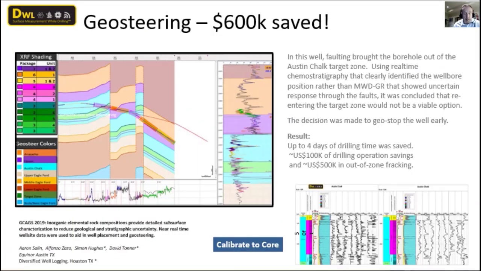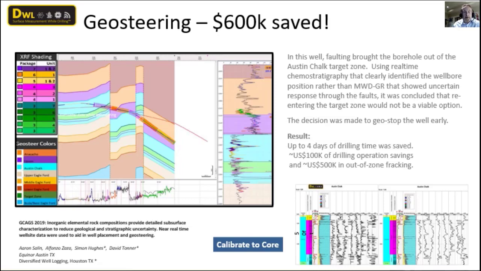This is a paper we presented at GCAGS in 2019, working together with Equinor. On this particular project, seismic had indicated structural complexity, and that's exactly what they experienced. You can see here the geological formation zones going from the Anacacho in orange to the underlying Upson in purple, and then to the Austin Chalk, and then into the Eagle Ford.